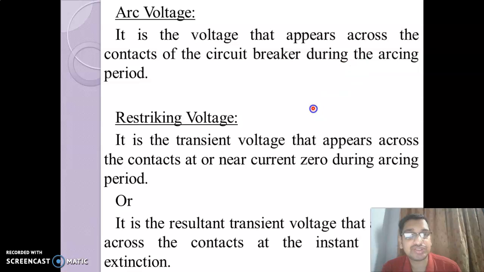Next one is restriking voltage. Restriking voltage is also a voltage between the two contacts of the circuit breaker. It is a transient voltage across the contacts at or near current zero during the arcing period.